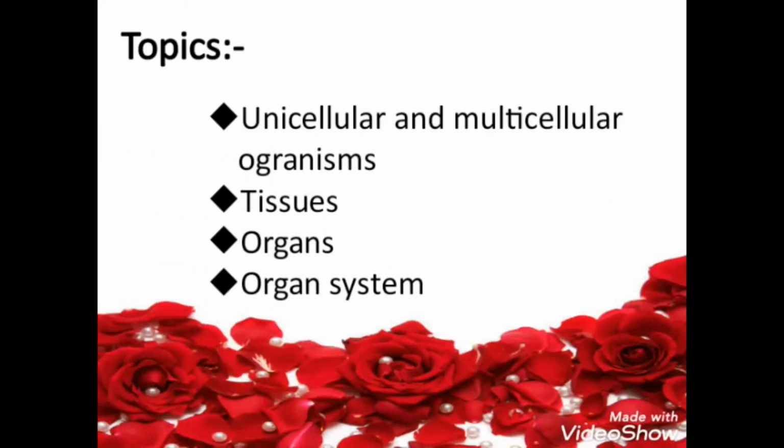In this chapter we are going to have concepts about unicellular and multicellular organisms, tissues, organs and different organ systems that are made up of cells.